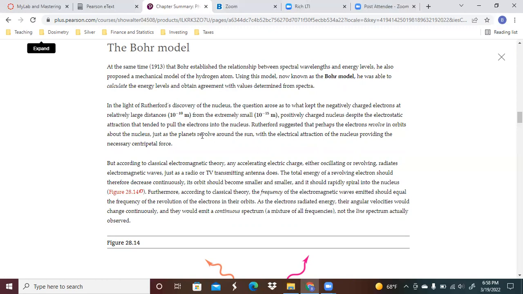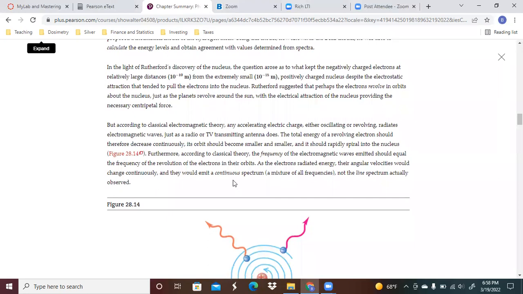So looking at Rutherford's discovery of the nucleus, the question arose as to what kept the negatively charged electrons at relatively large distance from the extremely small positively charged nucleus, despite the electrostatic attraction that you would think a positive and negative charge would pull together and annihilate. Rutherford suggested that perhaps the electrons revolve in orbits around the nucleus, just as planets revolve around the sun, with an electrical attraction of the nucleus providing necessary centripetal force.